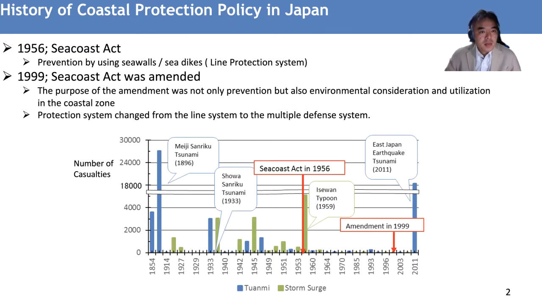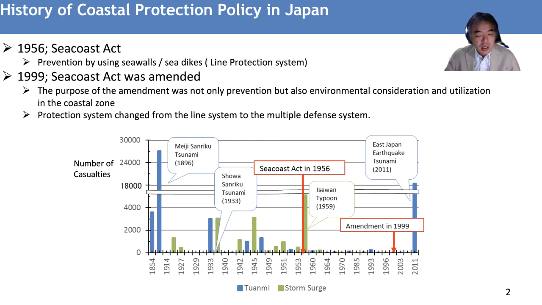This shows the coastal protection policy in Japan. In 1956, the Sea Coast Act was established to protect against disasters by using seawalls and breakwaters. This figure shows the time history of the number of casualties due to storm surges and tsunamis.